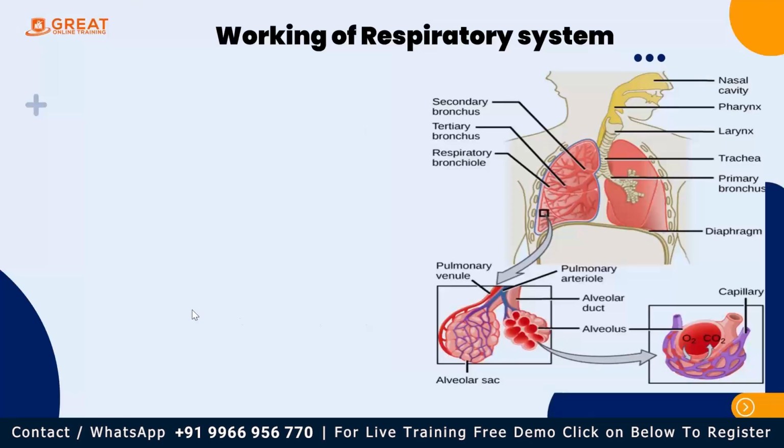What is the functional unit of the respiratory system? The functional unit of the respiratory system, or you can say of the lungs, is the alveoli. This is also a common question when I ask in CPC.